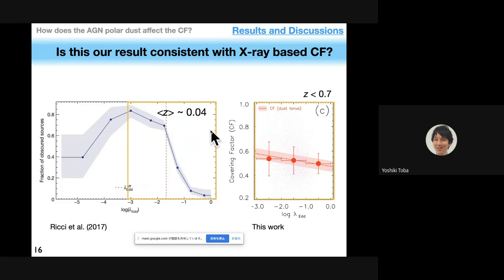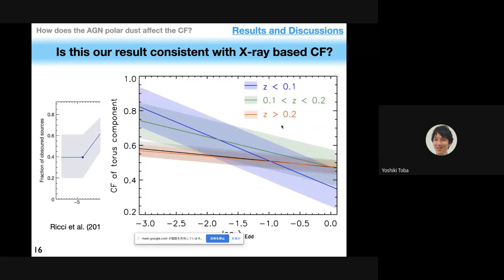One possibility may be a difference in redshift between the two subsamples. Rich et al. targeted really nearby AGNs with a median redshift of 0.04, but we focus on much higher redshift, up to 0.7. This figure shows the redshift dependence of the covering factor and Eddington ratio relation. If we limit the sample to redshift less than 0.1, the anti-correlation gets stronger, which suggests that the discrepancy can be explained by the difference in redshift.